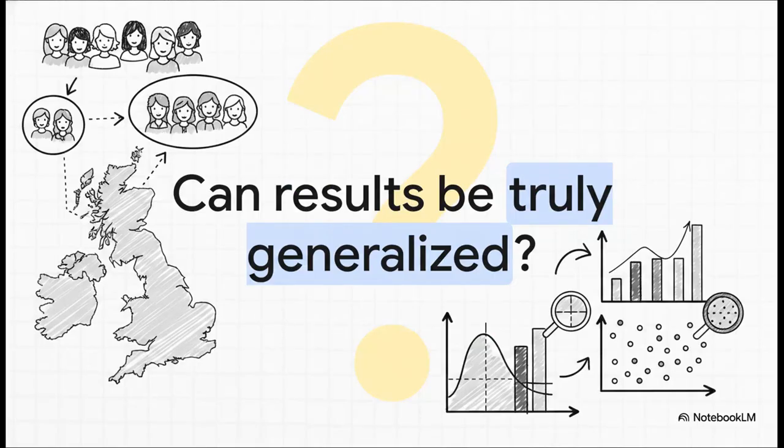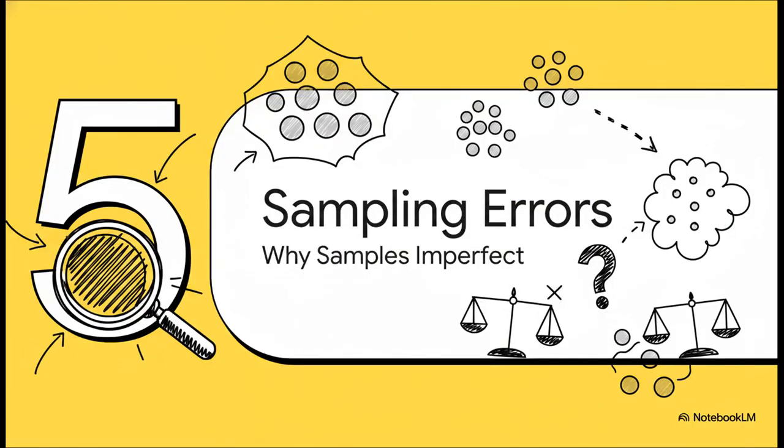But you've got to ask yourself a vital question here. Can a sample of 3,475 Scottish women truly be generalized to the rest of the UK, or even the world? The answer to that heavily depends on the characteristics of the sample itself, and that introduces a very, very important statistical concept. Section 5. Understanding sampling errors, why samples aren't perfect.